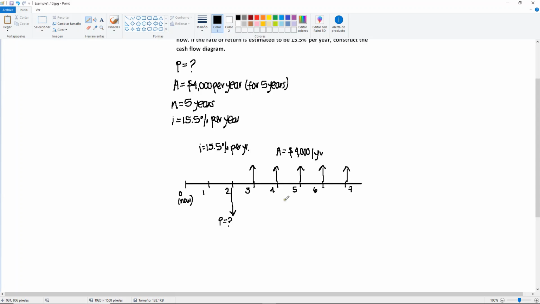Okay. Now, rules that we need to know. So P will always be located, as we mentioned in the previous example, one interest period prior to the first A. One interest period, in this case, would be a year. One interest period prior to the first A. So that's the reason why we added 1 year on the previous example.